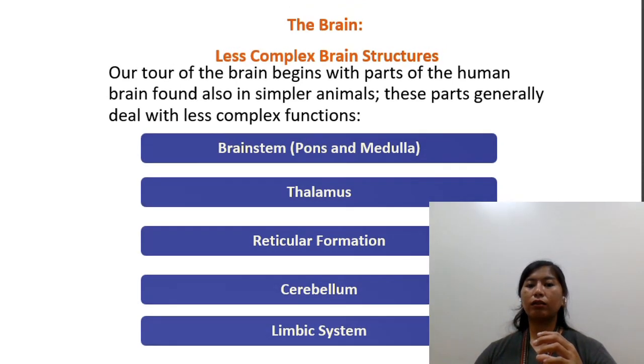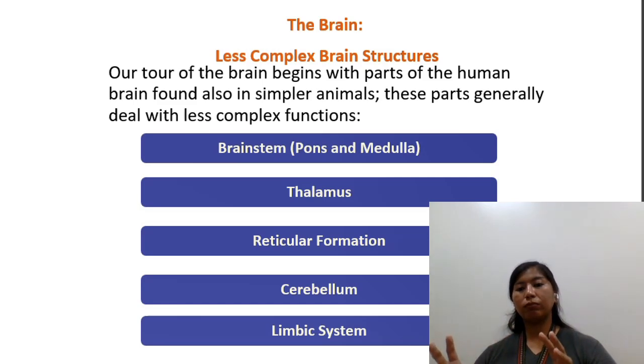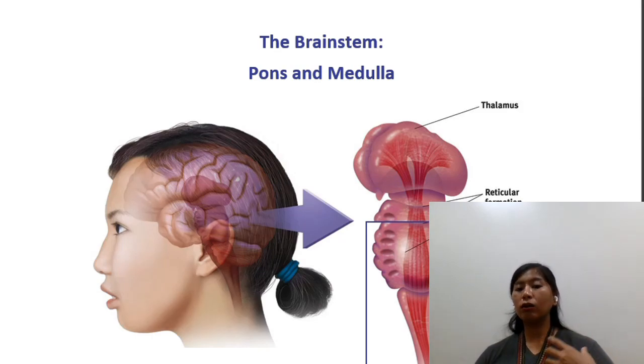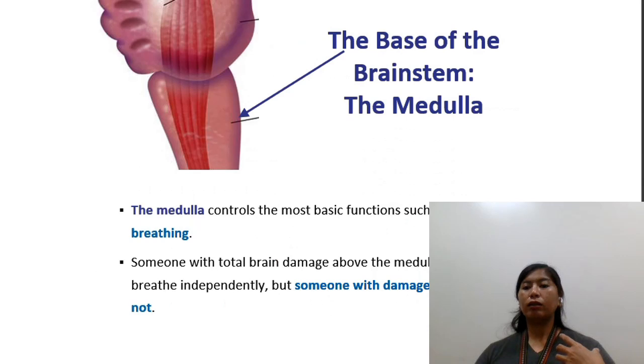First, let's talk about the brainstem involving the pons and the medulla, and then the other parts in the hindbrain. Okay, so we have the pons and the medulla, also called the brainstem. The pons and the medulla are involved in coordinating our breathing, so that's very vital for us. It is also concerned with our heartbeat.